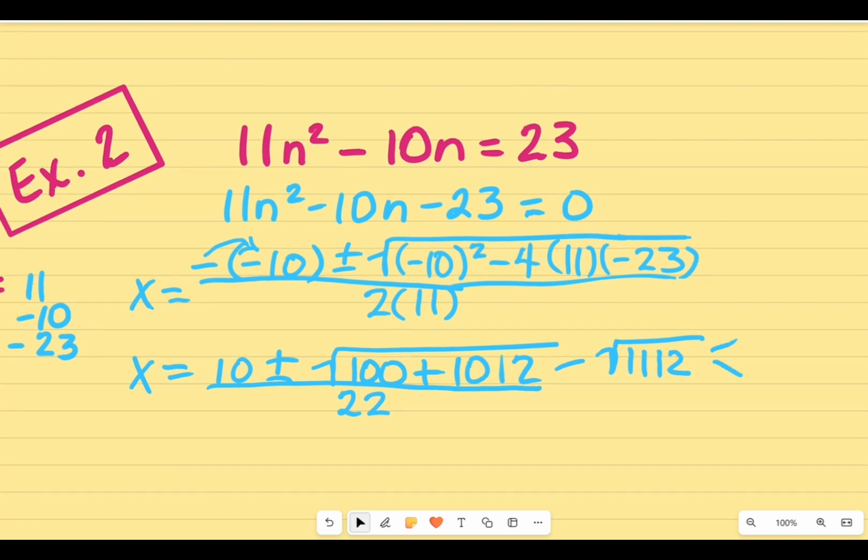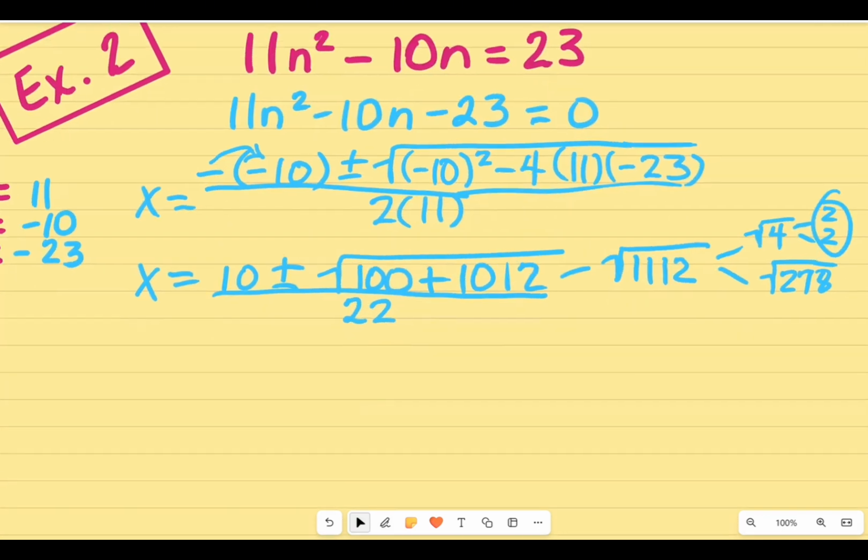So if I put in a calculator the square root of this, I'm going to get, well, let's just look at factors. I know I can take 4 times 278. I cannot further simplify the square root of 278, so I'm going to have to leave it, but I can further simplify the square root of 4, it's 2. But if you were to put it in the calculator, it's going to automatically tell you 2 radical 278. I just want to show you how to show your work.